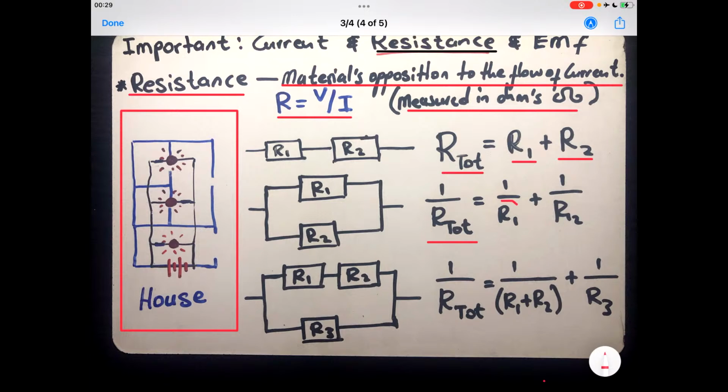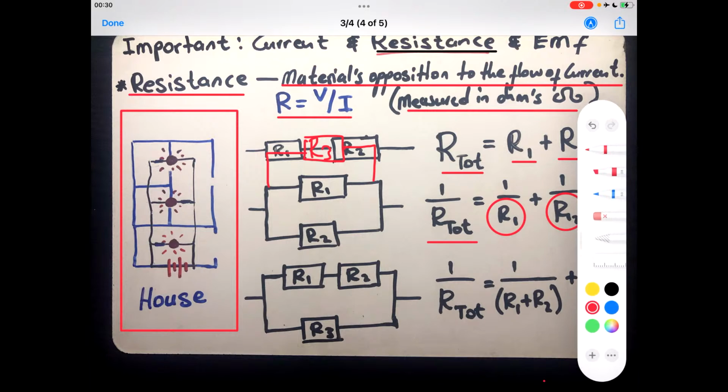You add it with 1 over R2. This formula is not limited. It all depends on how many resistors you have connected in parallel. So if, for example, you had another resistor still connected in parallel, maybe R3, you are still going to add 1 over that R3. If you had a fourth one, you are still going to do the same.